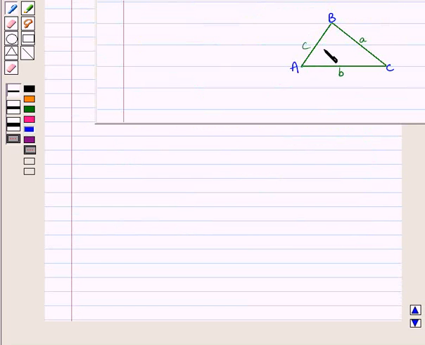Now earlier we have discussed law of cosines, that in a triangle ABC having sides with measures A, B, C and opposite angles capital A, capital B and capital C, we have A square is equal to B square plus C square minus 2BC into cos of capital A.